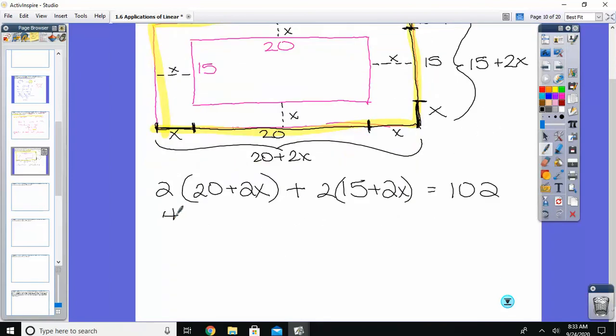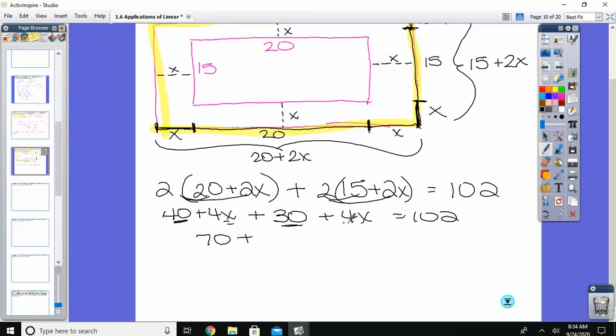So then we multiply. So we get 40 plus 4x plus 30 plus 4x. I'm just distributing my 2's. Equals 102. Add like terms. 40 plus 30 is 70. 4x plus 4x is 8x. Equals 102. Subtract over your 70. And divide by 8. We get x equals 4.